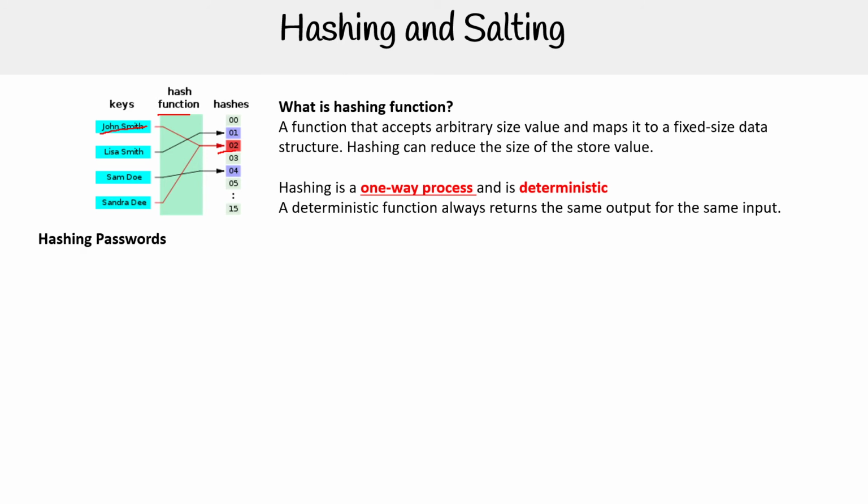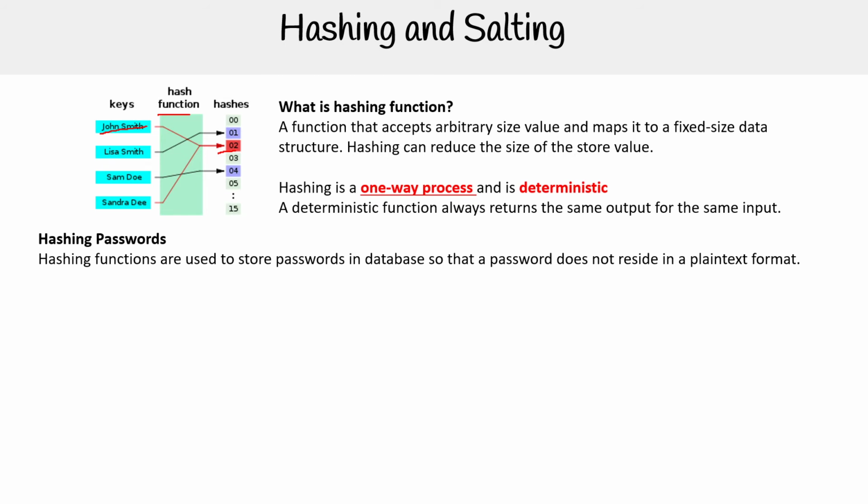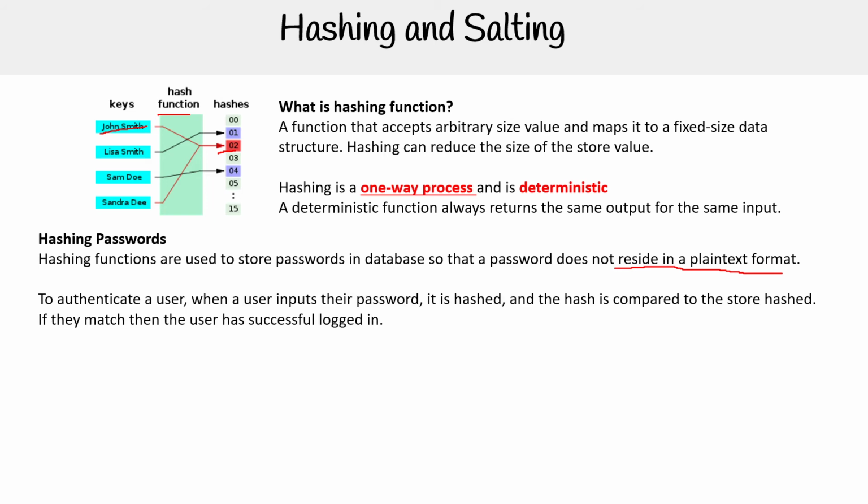So the use case for hashing is for hashing passwords. If you have a database, you do not want them to reside in plain text, because if a malicious actor gets in, they can just see all the passwords. So by hashing it, it obscures what the password is. Now, the way you would authenticate against the password, because if a user inputs a password, you have to match it against it, you just have to hash the inputted password and then match it against the hashed password, right?